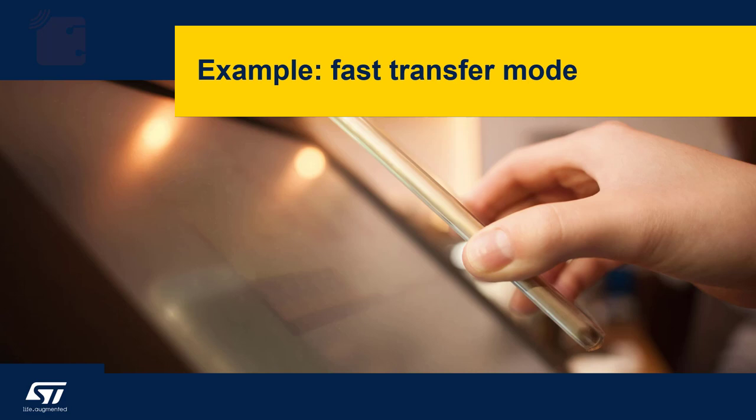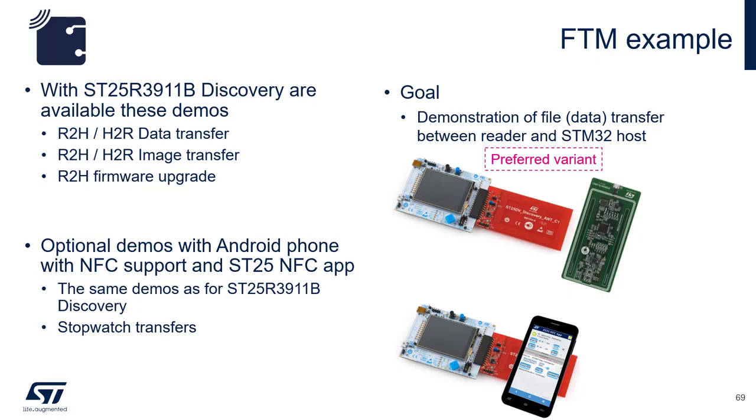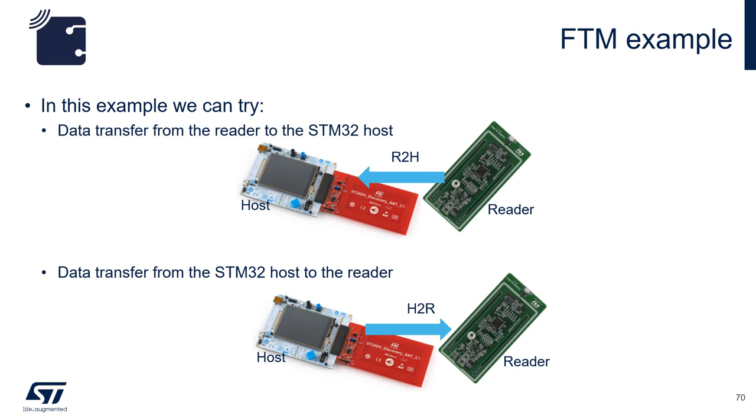Now we're going to do some examples involving fast transfer mode. Here you can choose either the ST25R3911B Discovery as the NFC reader, or you can use an NFC-enabled smartphone. We will follow through with the ST25R3911B Discovery board as the reader. We will first transfer data from the reader to the STM32 host. Then we will transfer data from the STM32 host to the reader.